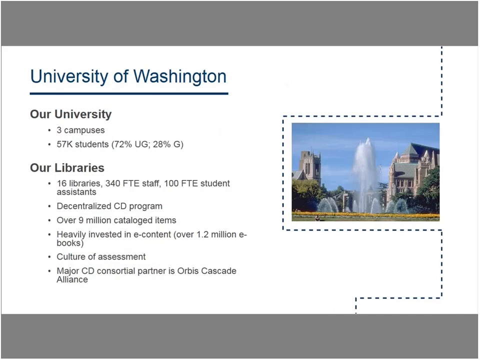Thanks, Joanne. The University of Washington is on 3 campuses, of which the Seattle campus is the main campus. We have about 57,000 students, of whom approximately 3/4 are undergraduates and a little more than 1/4 are graduate students. We have 16 libraries, and our staff is about 340 FTE with 100 FTE student assistants. Our collection development program is quite decentralized.